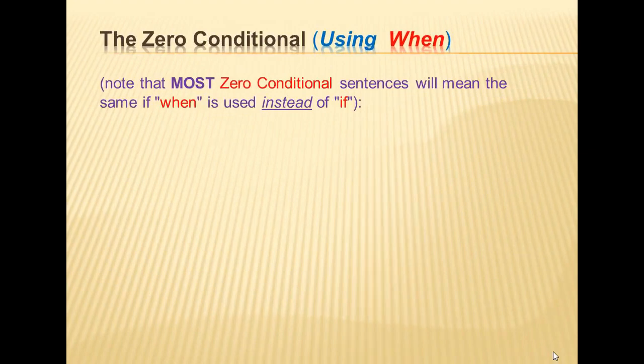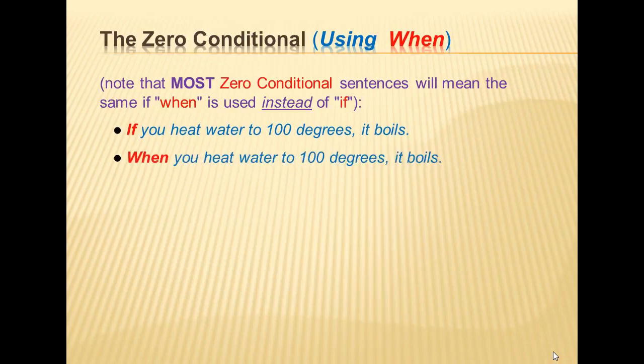Know that most conditional sentences will mean the same if when is used instead of if. So I mean that you can use when instead of the word if. For this example: if you heat the water to 200 degrees, it boils. When you heat the water to 200 degrees, it boils. So both of them you can use, whichever you want. It's not wrong. It is correct.